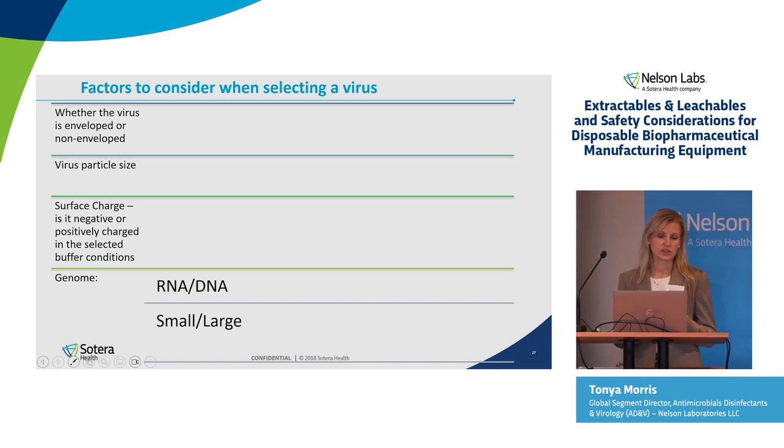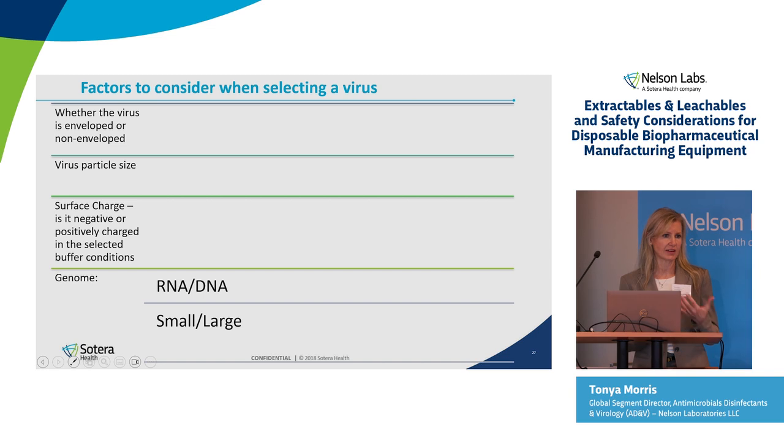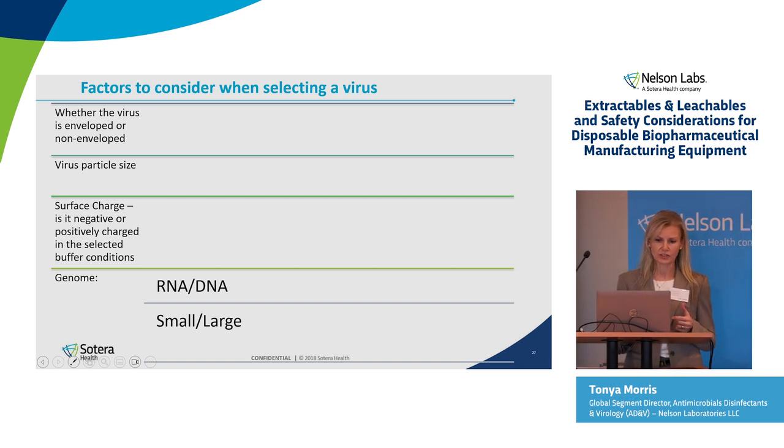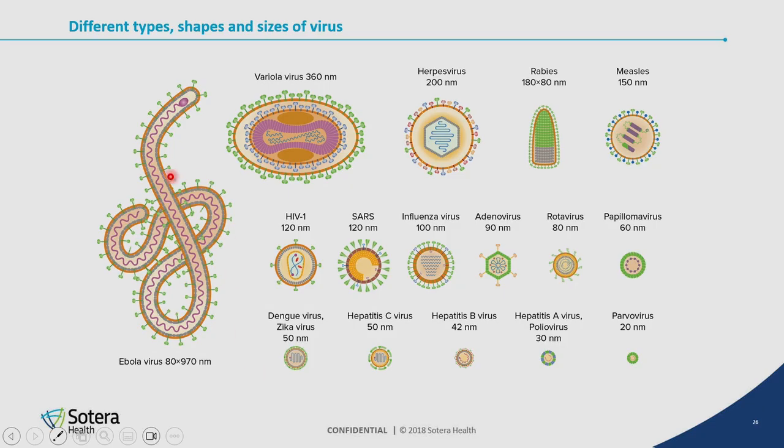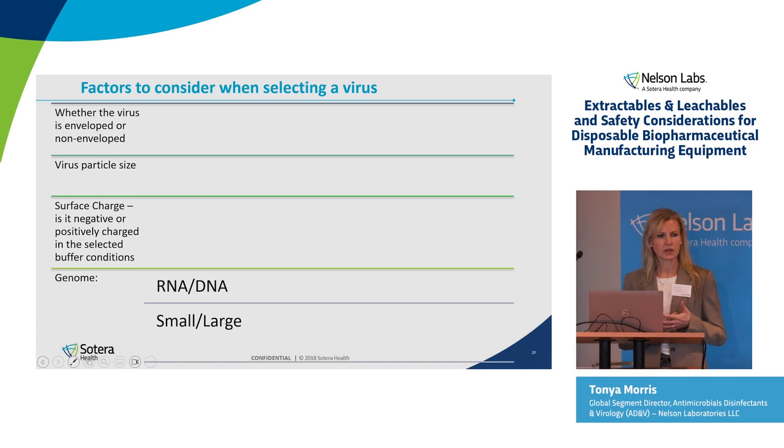So some other factors to consider when you're selecting a virus: the step that you're trying to validate. You want to assure that you've got the right virus type for that. So for instance, if you're trying to validate a nanofiltration process, you don't want to use that big Ebola virus, right? You want to use this little guy over here, a parvovirus, because it doesn't make sense to take something really large and filter it out and go, yeah, my filter validation works. So you want to consider the process that you're trying to validate as well.